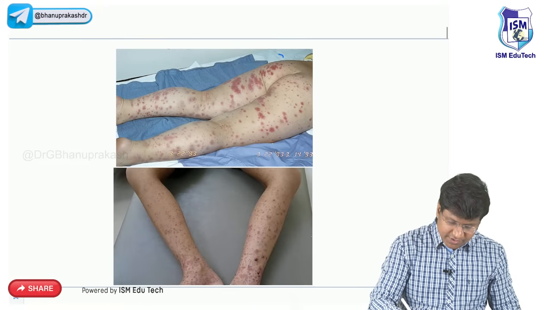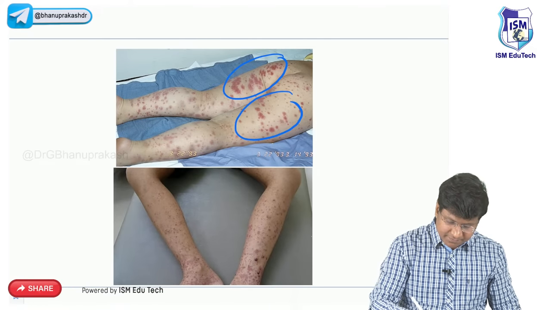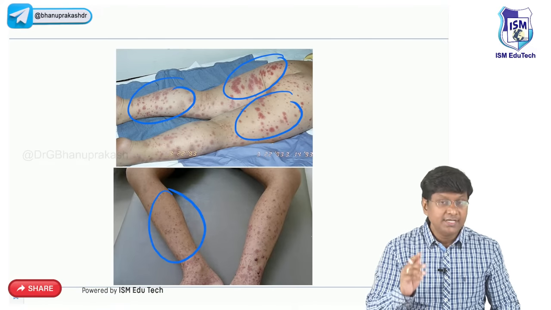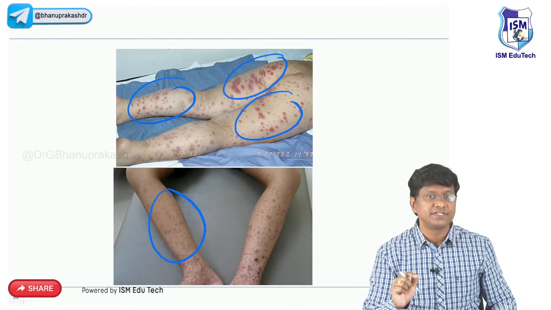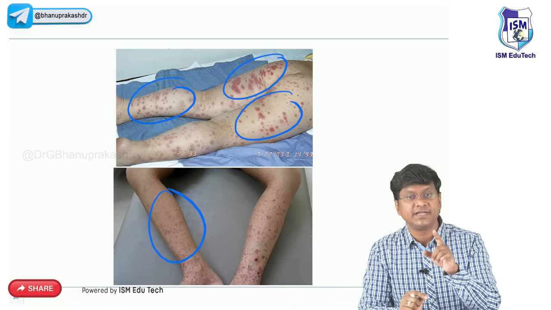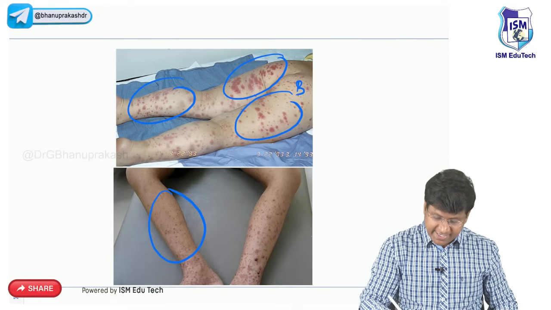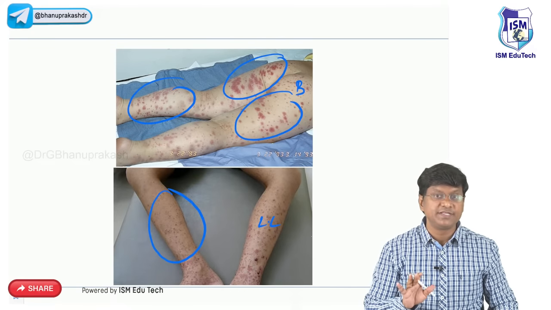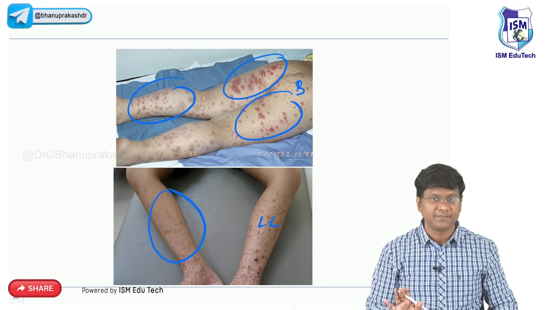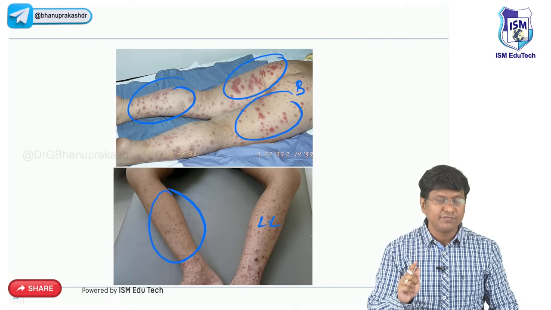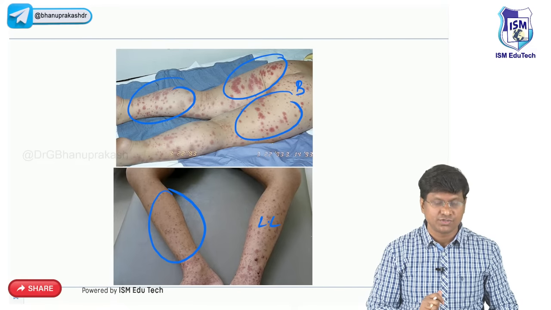And yes, so this is the palpable purpura, right? This is the palpable purpura. And you have to understand the distribution of this palpable purpura. Most commonly, this palpable purpura is distributed over the buttocks as well as the lower limbs. This will be the distribution of the palpable purpura, right? So with this, we are done with one form of small vessel vasculitis, that is Henoch-Schönlein purpura.